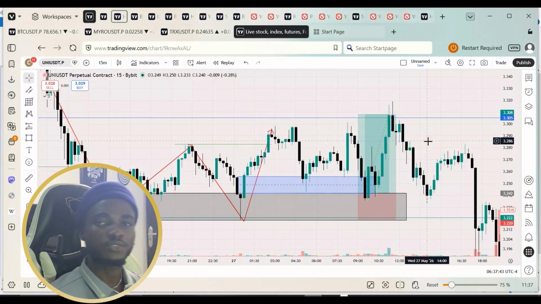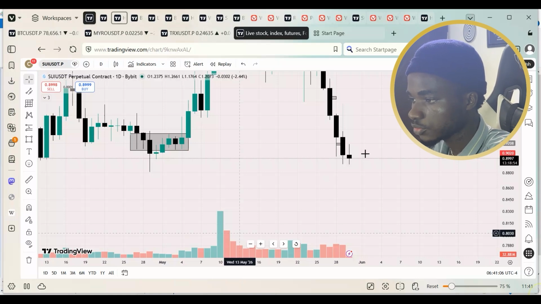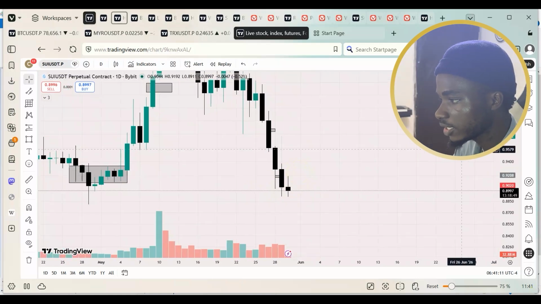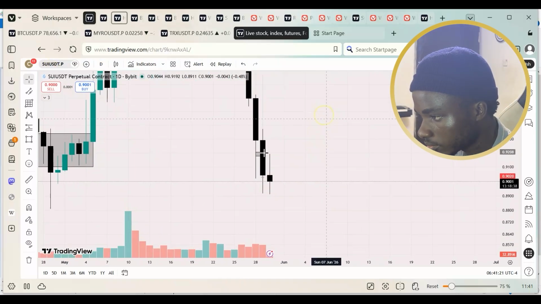All right, so that's it for this strategy. Now let's do a walkthrough from the beginning on how to analyze using this strategy. So first thing, let's use SUI USDT. Come to your daily time frame, and if you look at this one here, this was the previous day candle.